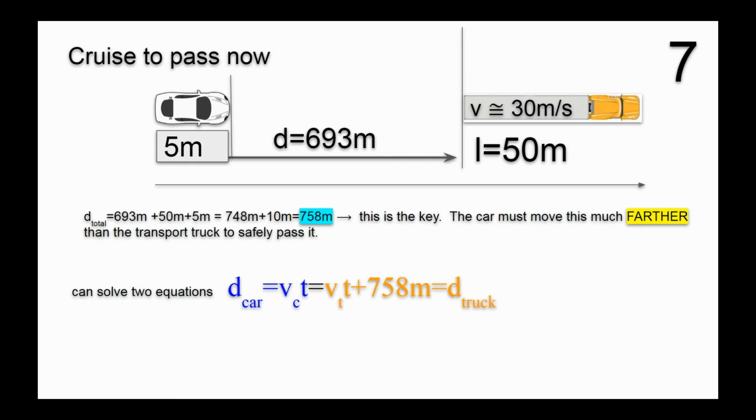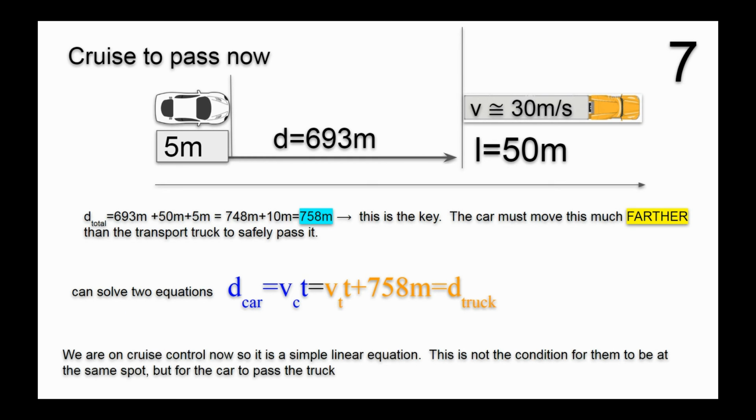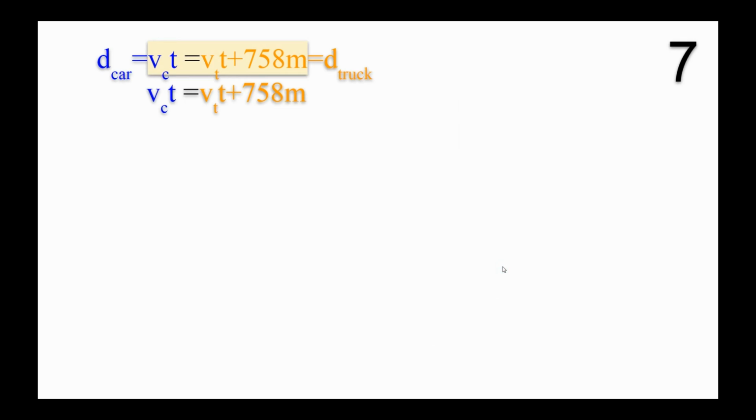Now we can solve for two equations. At this point, we have the calculations from the previous page for the first 9 seconds, and now it's just a generic pursuit problem. The car's on cruise control, V of car times T, and the transport truck, it's speed of the truck, VT, plus the truck's lead. And this is not the condition of collision. This is the condition of a clear 10-meter pass, including the length of the vehicle bodies.